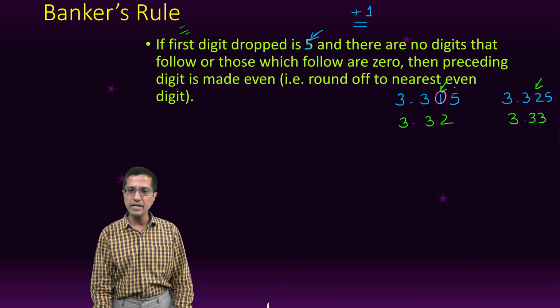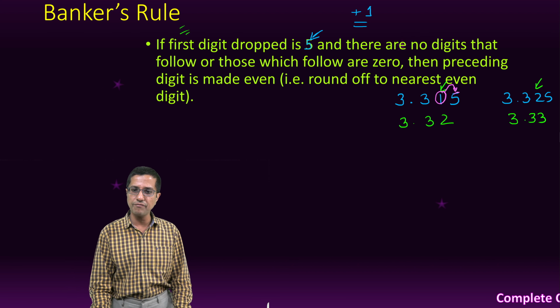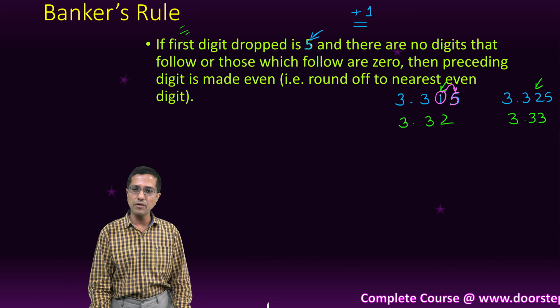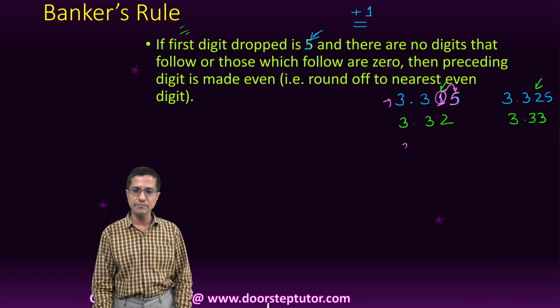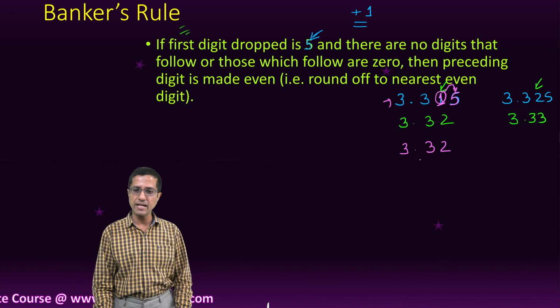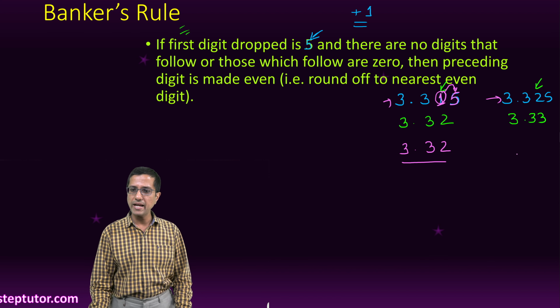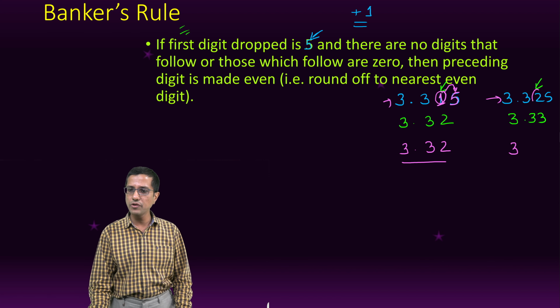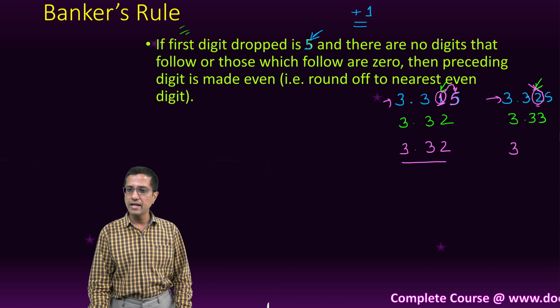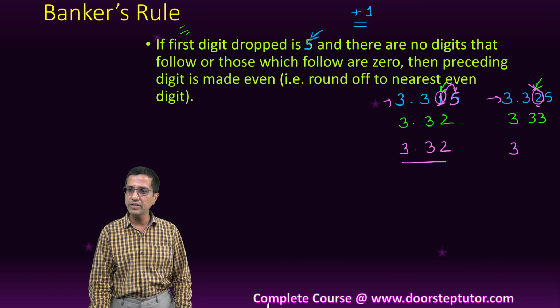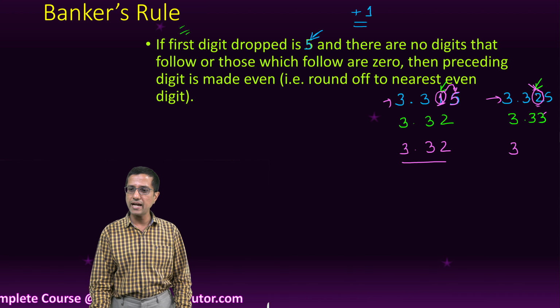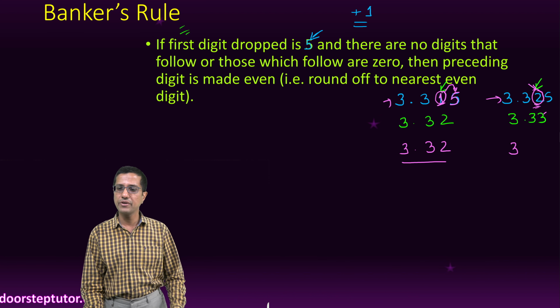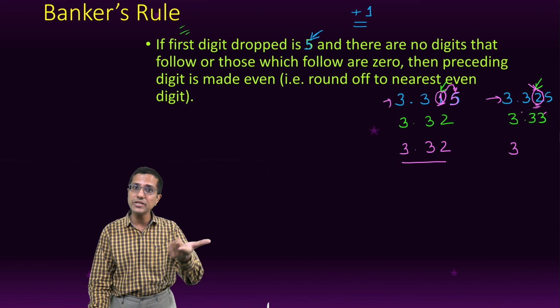So if the number next to the rounding digit is a 5, then we increment the rounding digit only if it becomes even. So in the first case, if I follow the Banker's rule, then my answer would be this much. If I follow the Banker's rule, in this case I am not going to increment this rounding digit. I am rounding to this place. I am not going to increment this 2 to 3. Why? Because this 3 is not even, it is odd. So I increment this 2 only if it becomes an even number after the increment.